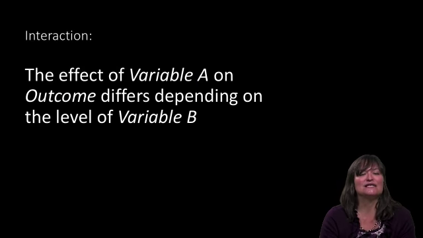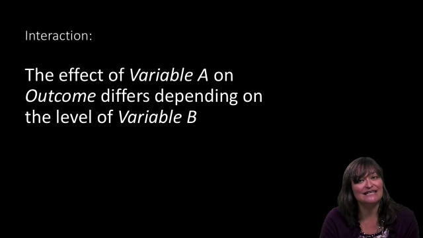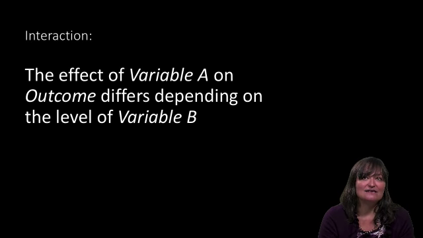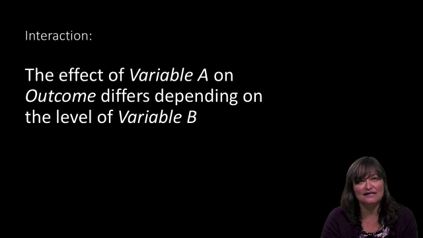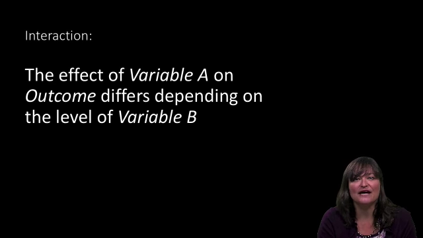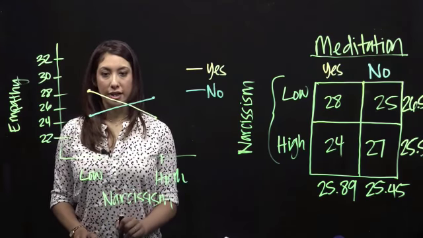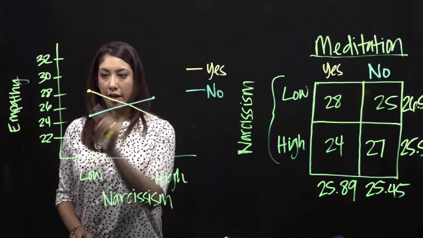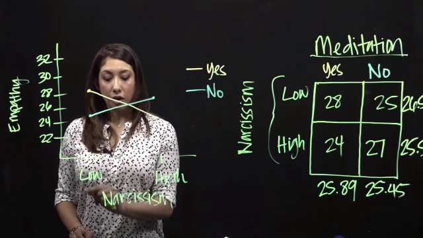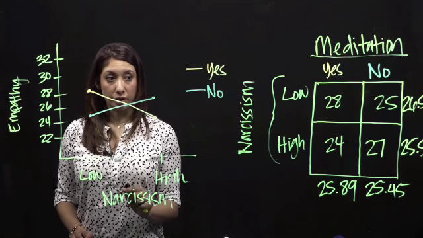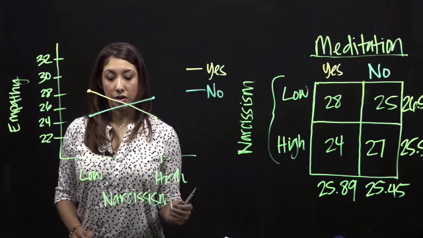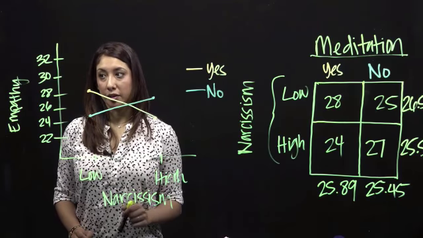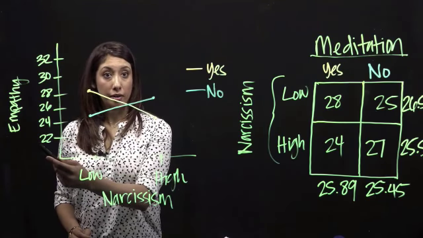One of the basic sentences that we say when the two predictor variables share an interaction is the effect of variable A on the outcome differs depending on the level of variable B. Let's listen to Amber say that with these variable labels in there. So what we're seeing here is that these lines are not parallel. What this is telling us is that the effect of meditation on empathy is different depending on whether a person is high or low in narcissism. So it's not just meditation, it's also narcissism that is influencing a person's overall empathy score here.